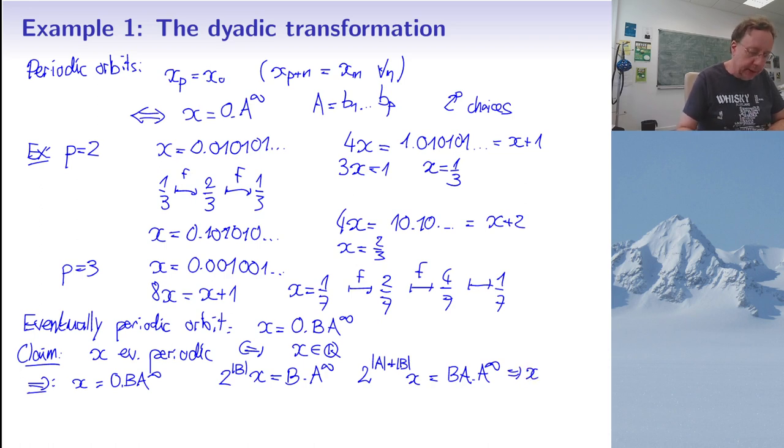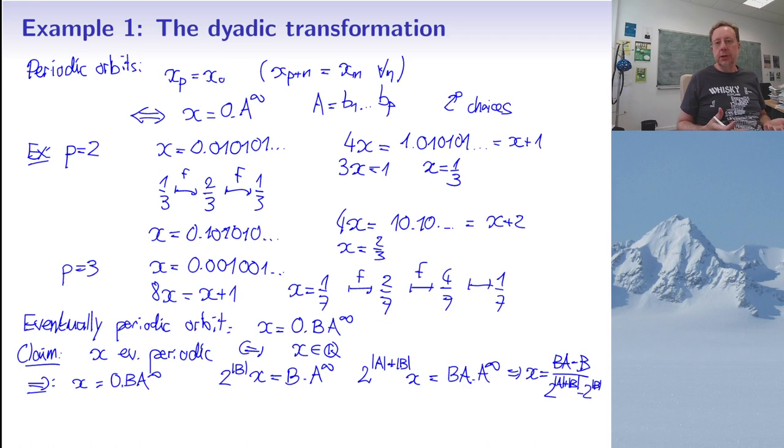And so this implies that you can actually solve for x. It's a bit like what we did in the examples. So x will be something like ba minus b, which is some integer number, divided by the difference of these powers, 2 to the |a| plus |b| minus 2 to the |b|. And here the numerator and denominator are integers, so this is a fraction, so this is indeed a rational number. So I've shown one direction.